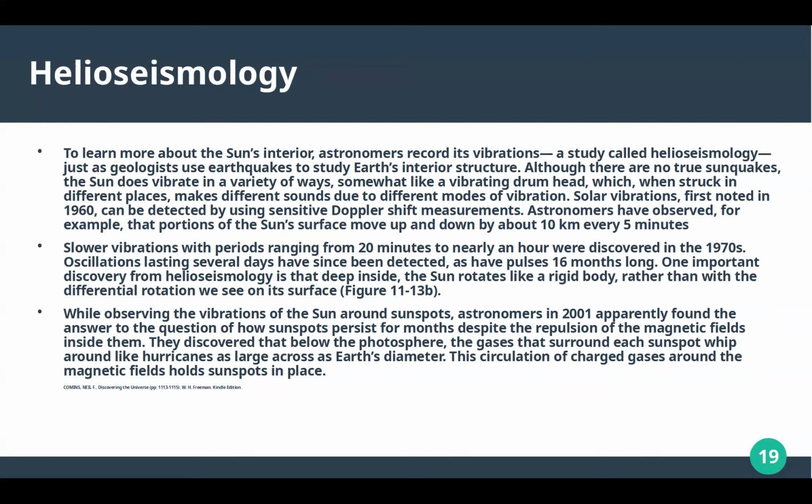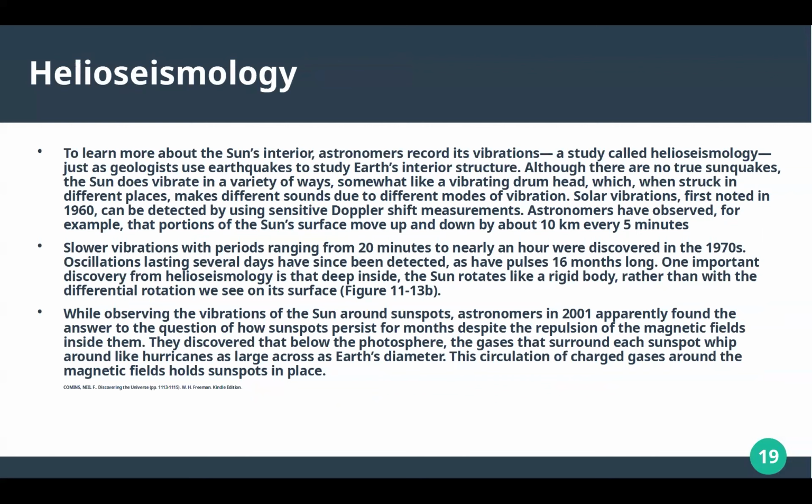To learn more about the sun's interior, astronomers record its vibrations, a study called helioseismology, just as geologists use earthquakes to study Earth's interior. Although there are no true earthquakes, the sun does vibrate in a variety of ways, somewhat like a vibrating drumhead, which, when struck at different places, makes different sounds due to different modes of vibration. Solar vibrations, first noted in 1960, can be detected using sensitive Doppler shift measurements.